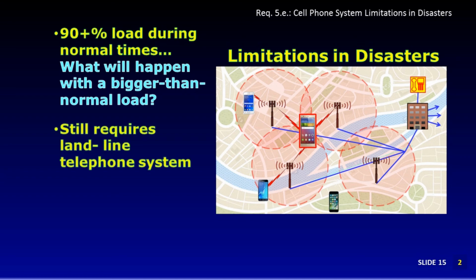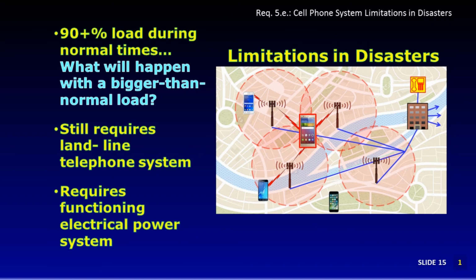Cellular systems do have a wireless component, as we've already discussed. We've also mentioned that they use the landline telephone system, which must be functional in order for the cell phones to work. Ham radio does not have such a requirement. Cell systems also require electrical power. Ham radios do as well, but can easily be functional with batteries or portable generators. Cell systems do not have this capability.